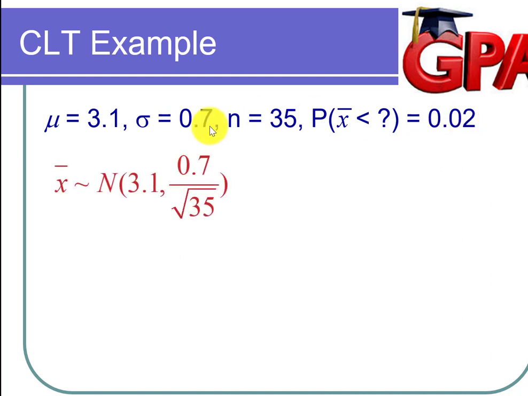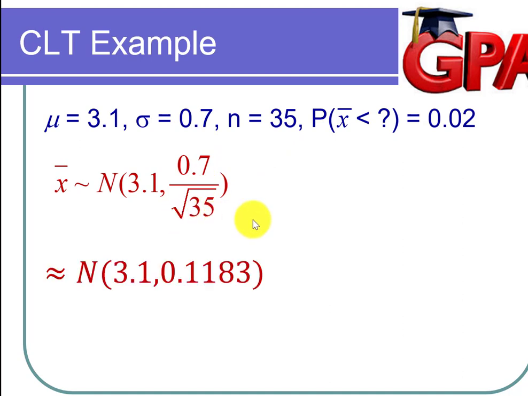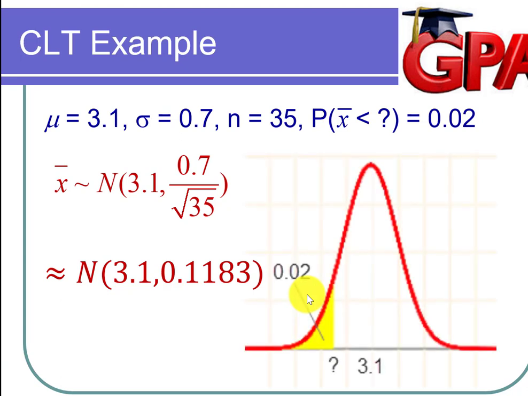We can use the central limit theorem, and that says that x bar is normally distributed with mean mu, or 3.1, standard deviation sigma over the square root of n, or 0.7 over root 35. I wrote that as a decimal, and I could say that is normally distributed with mean 3.1 and standard deviation 0.1183 when I put that in my calculator. Again, we could draw a picture. This time we're given the probability. So we know the area to the left of this unknown number is 0.02.